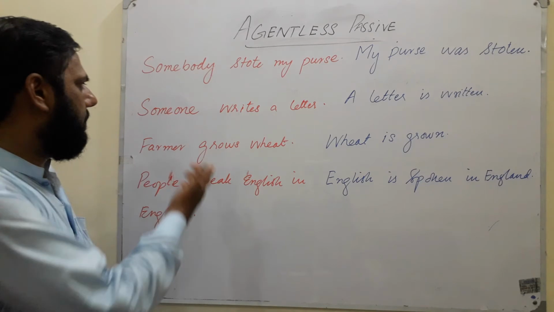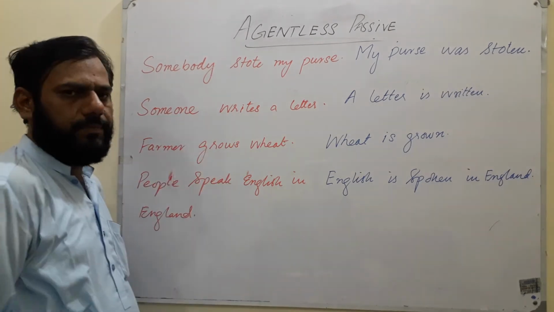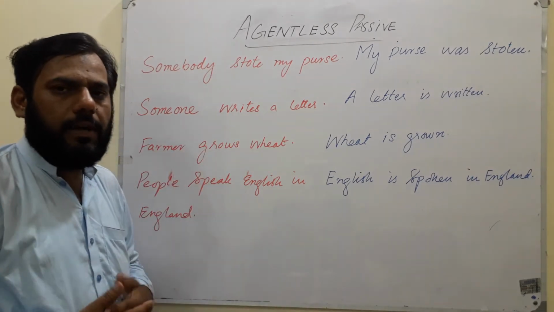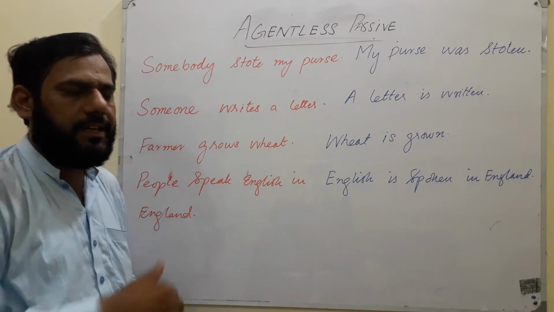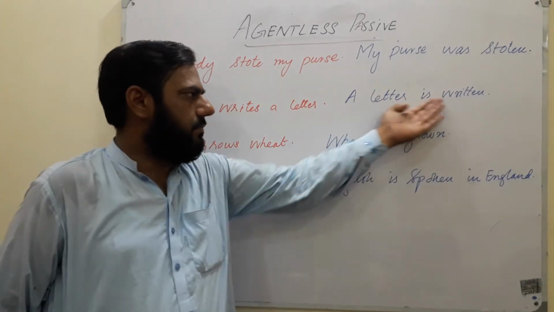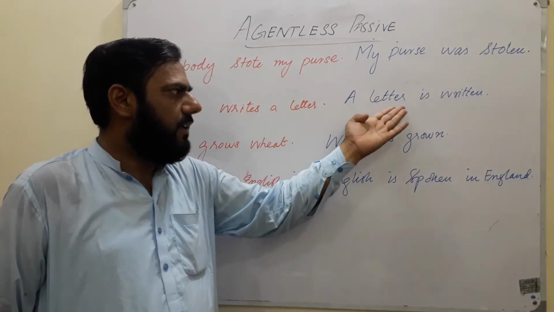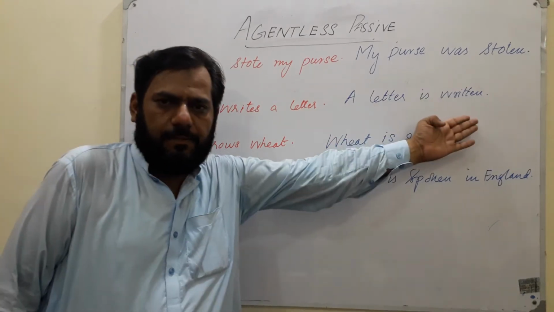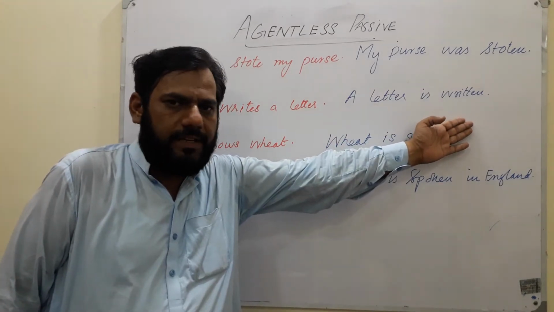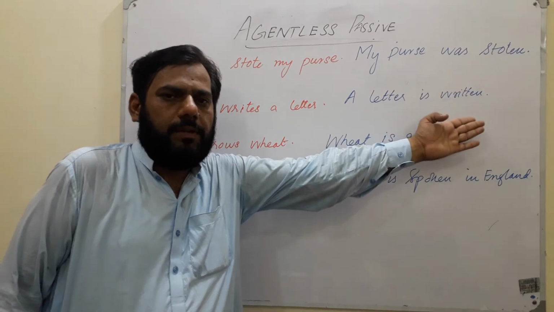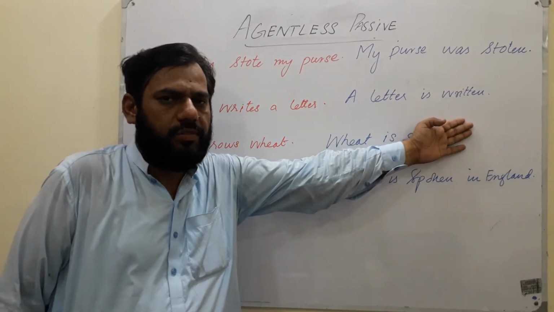The second example: someone writes a letter. Someone is also an indefinite pronoun. We will not mention it in the passive voice. A letter is written, because it's simple present tense. I'm not going to write by someone because it's not very important to discuss here.